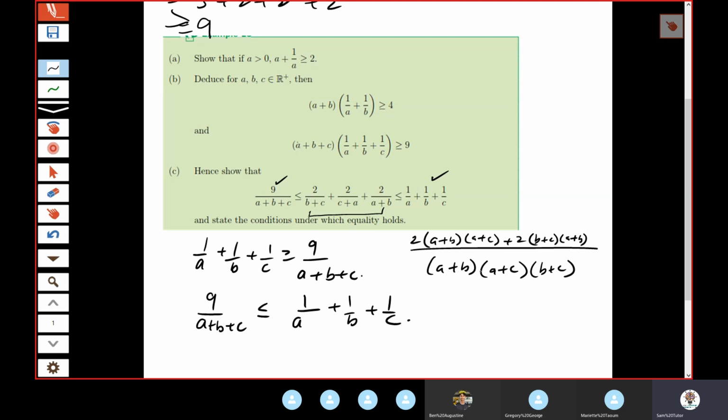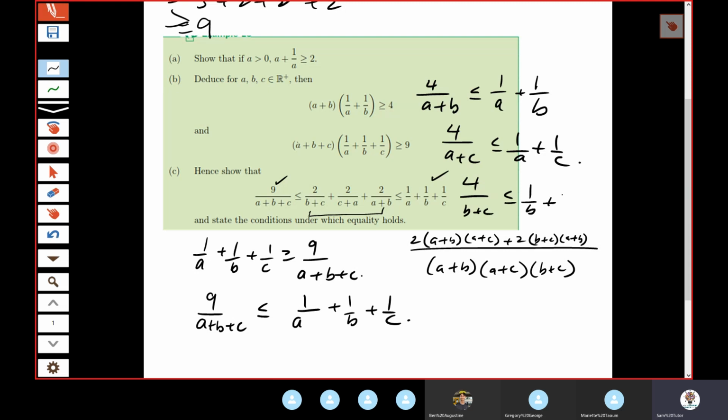Oh. It might work out. All right, from this one, I get 4 on A plus B being less than or equal to 1 on A plus 1 on B. That means 4 on A plus C is less than or equal to 1 on A plus 1 on C. And then 4 on B plus C is less than or equal to 1 on B plus 1 on C.